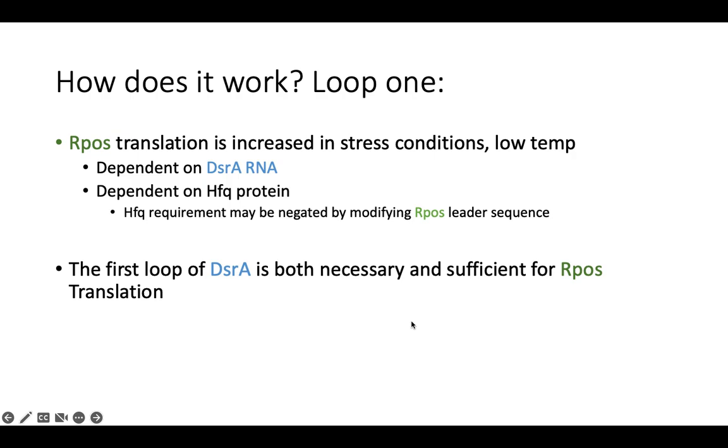So let's just go over how loop 1 works. Now in our E. coli, rpoS, which is a stress protein, the translation of that is increased at low temperature or stressful conditions. Now, it's previously known that this is dependent upon our DsrA RNA, and it is also dependent upon the HFQ protein. Now, the requirement for the HFQ protein may be negated by modifying our rpoS sequence.